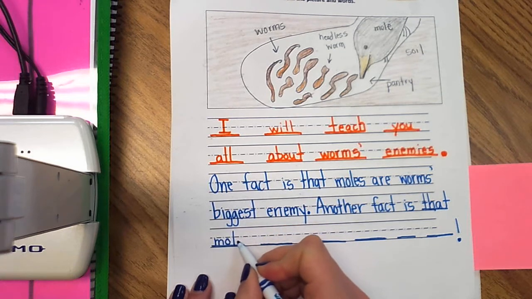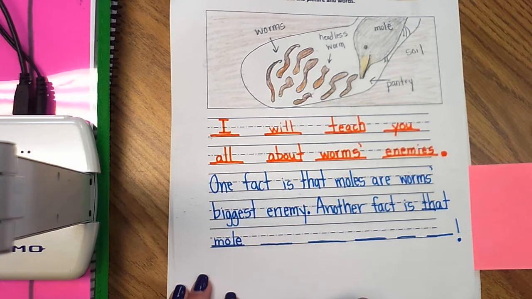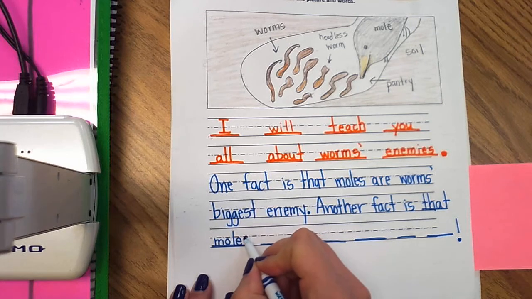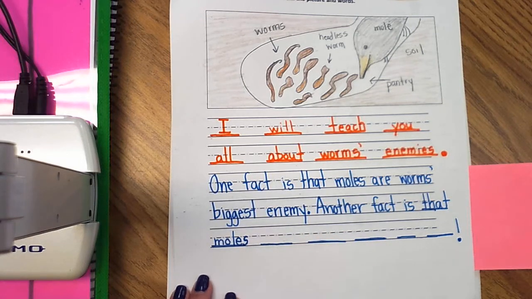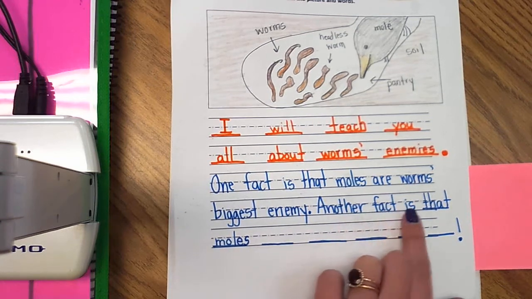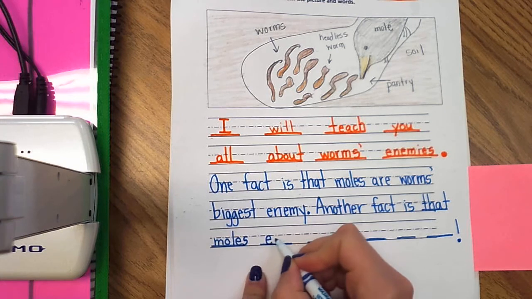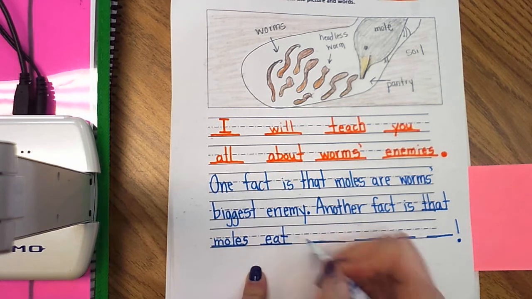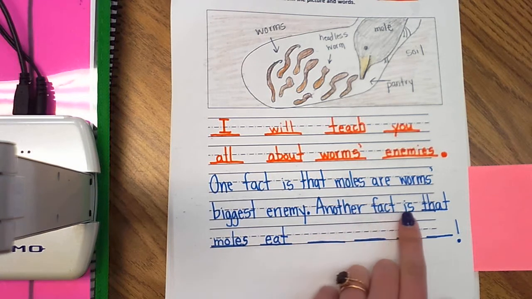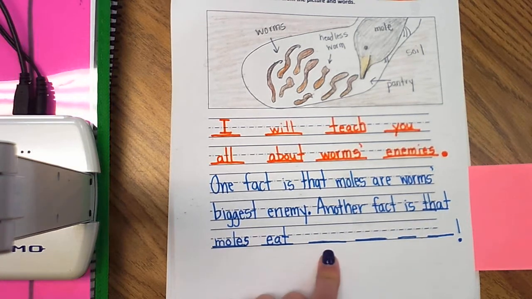mole. I know my sneaky E is making the O say its name, but I'm not just talking about one mole in the whole world. I'm talking about all the moles, more than one, so it needs a suffix S. Another fact is that moles eat. That's a sight word. E-A-T spells eat. Another fact is that moles eat 30.